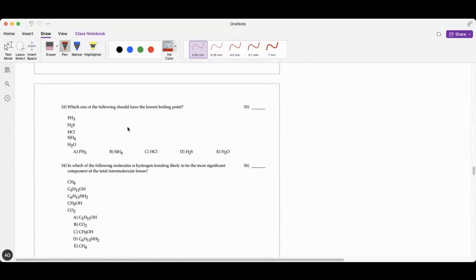Oh, this is a good one. Number 33, which of the following should have the lowest boiling point? Remember, the stronger the intermolecular forces, the higher the boiling point. The weaker the intermolecular forces, the lower the boiling point. Would it be D as in dog? Let's see. D. Yeah, it would.